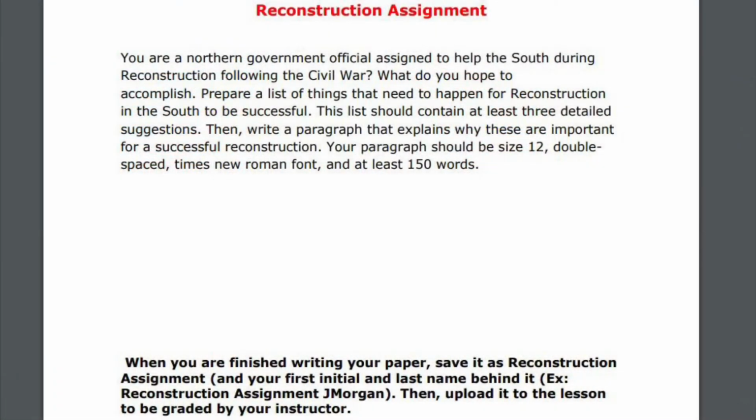So the Reconstruction assignment directions say that you are a northern government official assigned to help the South during Reconstruction following the Civil War. What do you hope to accomplish? Prepare a list of things that need to happen for Reconstruction in the South to be successful. This list should contain at least 3 detailed suggestions. Then write a paragraph that explains why these are important for a successful Reconstruction. Your paragraph should be size 12, double-spaced, Times New Roman font, and at least 150 words.